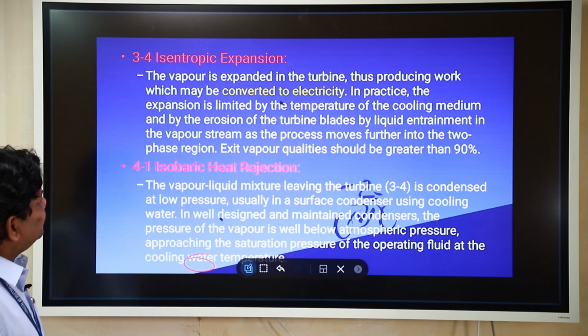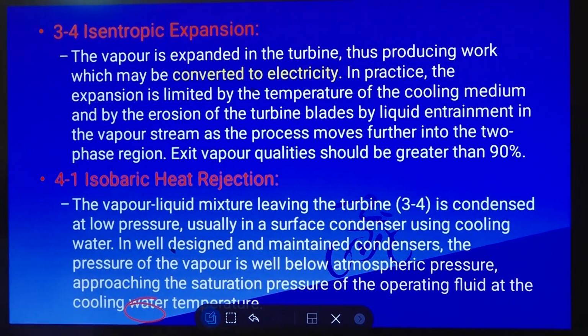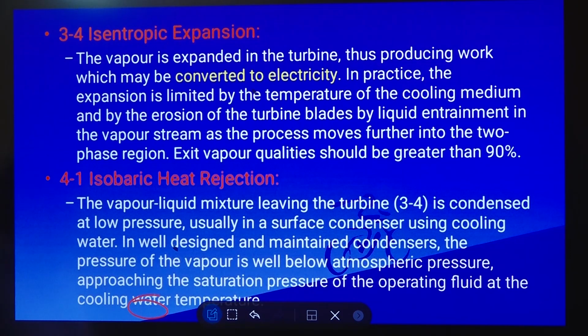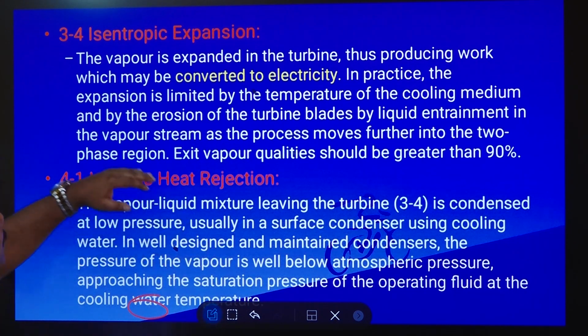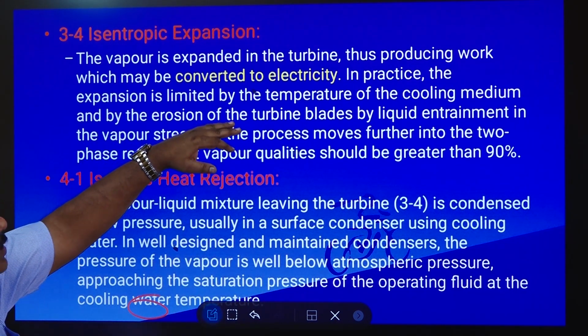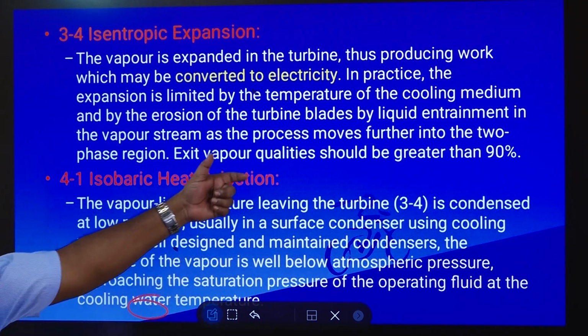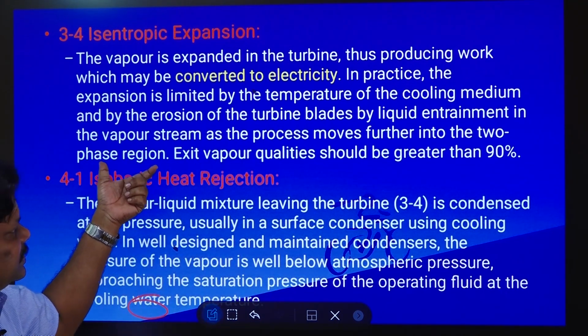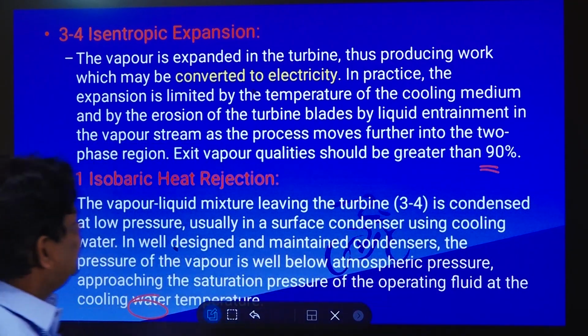In the case of 3 to 4, the vapor is expanded in the turbine, which produces some work. That is, the conversion of some form of energy takes place into work, and thereby electricity is produced. In practice, the expansion is limited by the temperature of the cooling medium and by the erosion of the turbine blades by liquid entrainment in the vapor stream as the process moves further into the two-phase region. So the exit vapor quality should be greater than 90%.